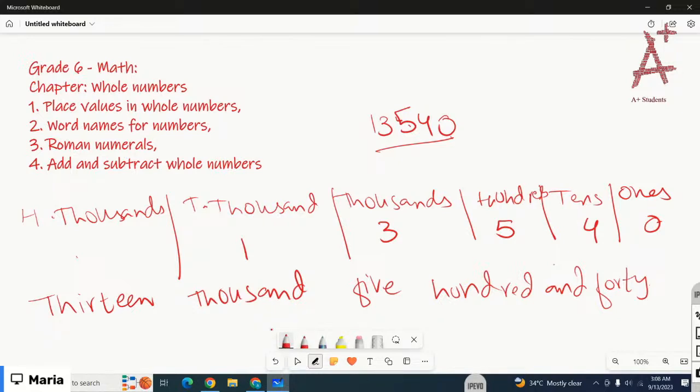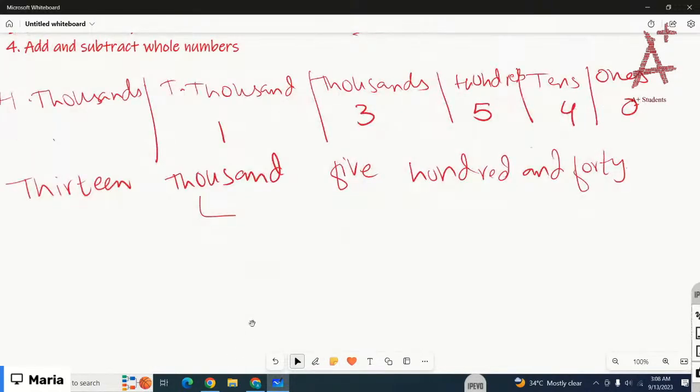Another way to write numbers is the expanded form. When we're working on place values in whole numbers, we always learn the expanded form. What is the expanded form? Basically, the expanded form tells you the position of every digit. The value of 0 is 0 because it is at the ones place. 4 is at the tens place, so its value is 40. 5 is at the hundreds place, so its value is 500.